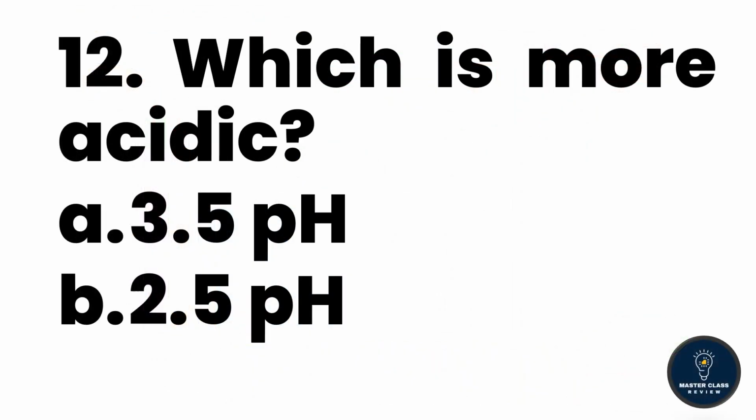Which is more acidic? An easy question. Yes, of course. 2.5 is more acidic than 3.5. Remember, in the pH scale, the lesser the value, the greater the acidity.